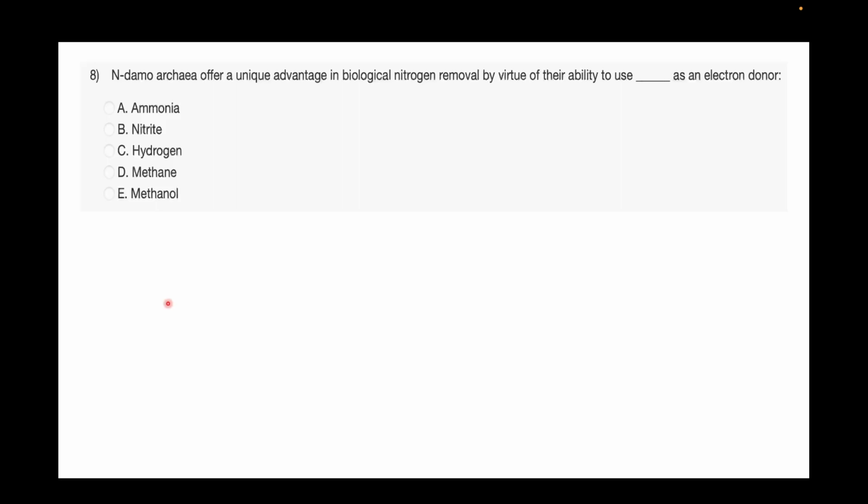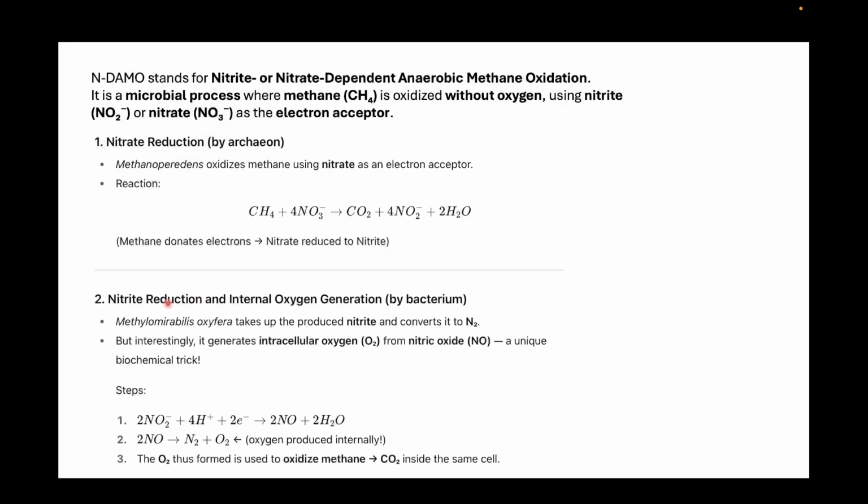Question number 8, N-Damo archaea. The correct answer is option D, methane. So Tuhin and Ankita have answered correctly. Sorry Ashwini, the answer is option D, methane. So methane is the electron donor in N-Damo archaea, which offers advantages in biological nitrogen removal. Now let us see what kind of advantage and what is N-Damo.